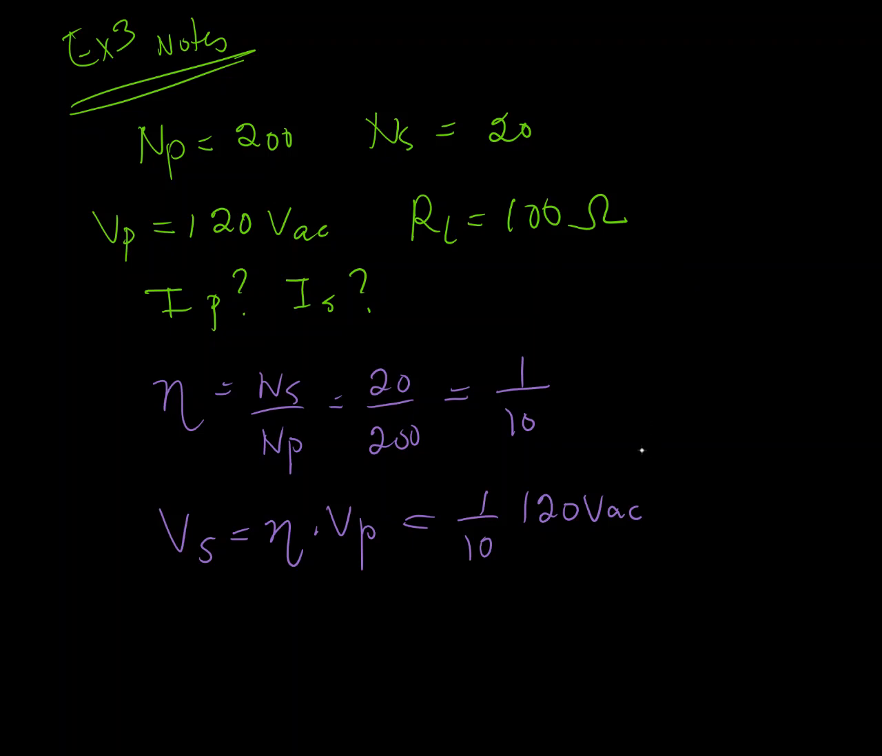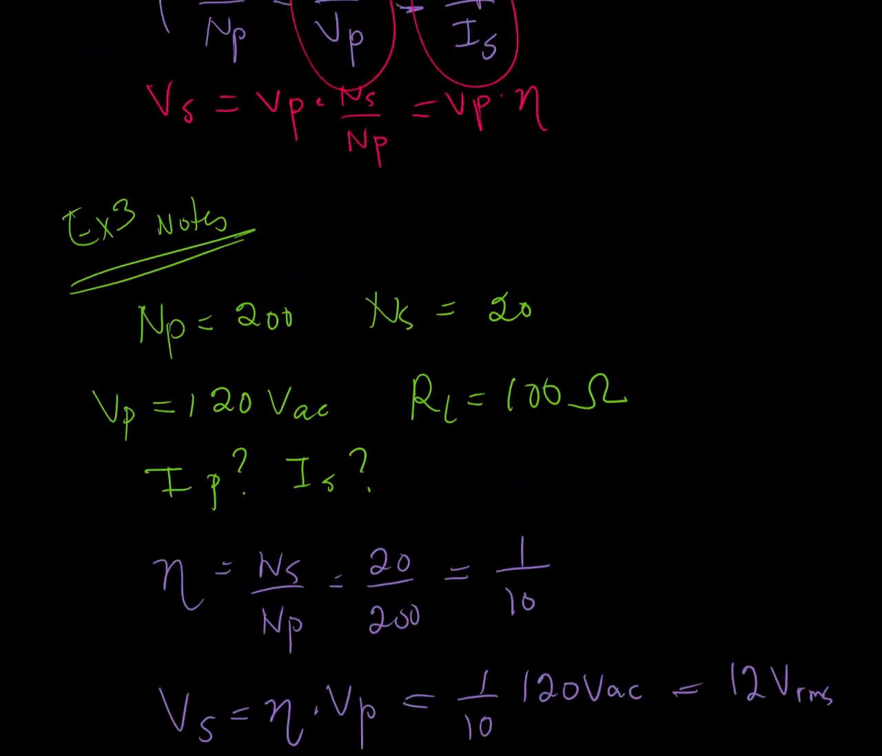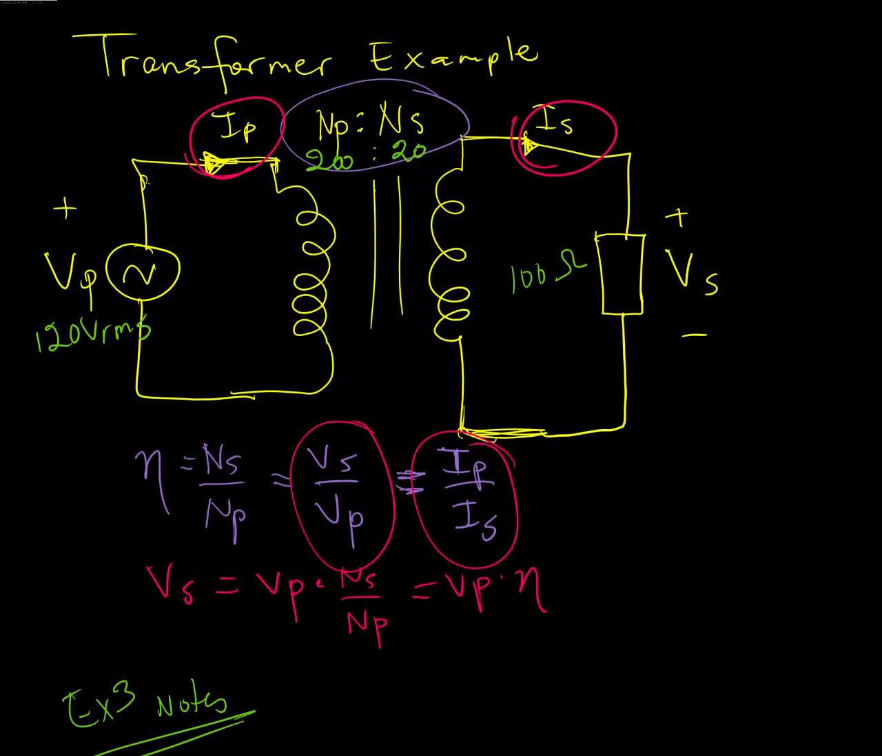And AC, I mean, that's RMS, right? So this is going to be 12 volts RMS, okay, volts AC. And so I've got 12 volts on the secondary. So that means this is 12 volts.